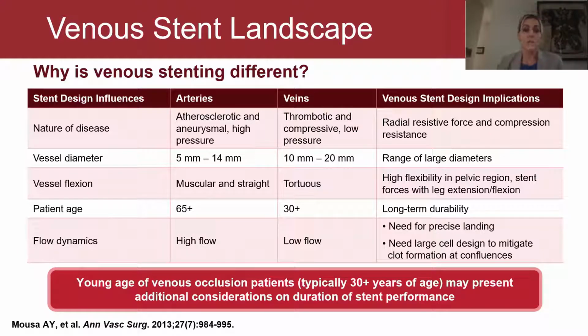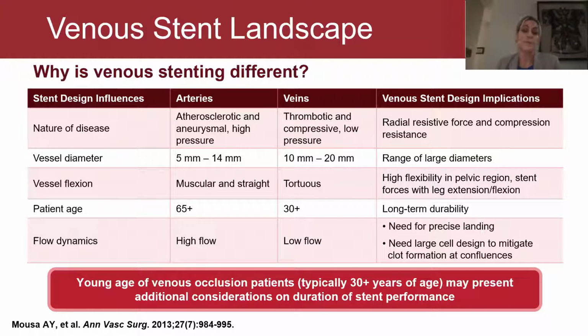So looking at the differences between arteries and veins, we can highlight the very characteristics that we want. Arterial disease is atherosclerotic, it's aneurysmal, versus venous disease, which is thrombotic and more compressive. So as opposed to the radial outward force that we're typically looking for in arterial stents, we need both radial resistive force as well as compression resistance in our venous stents predominantly. In addition, the stents tend to need to be bigger. This is a design challenge because as you take your stents to a bigger size, they tend to get weaker. So maintaining strength uniformly as these stents get bigger is very important.